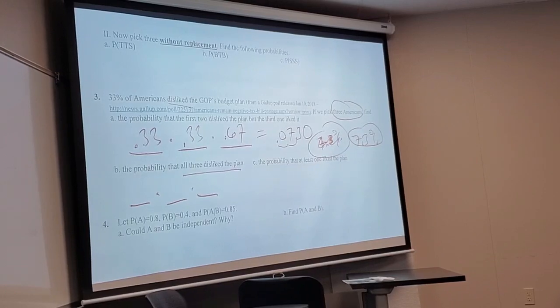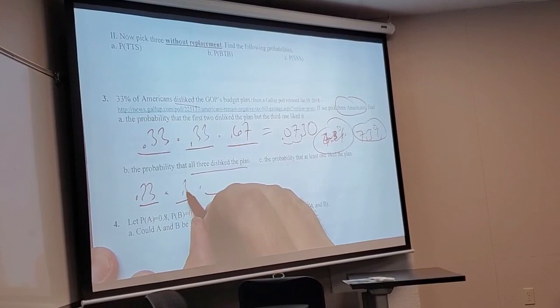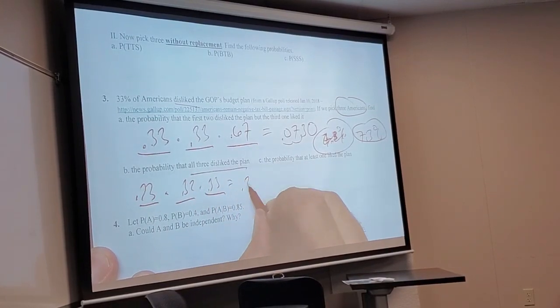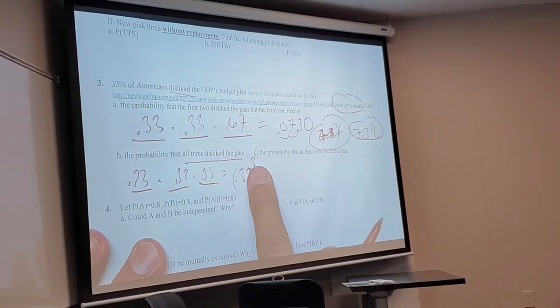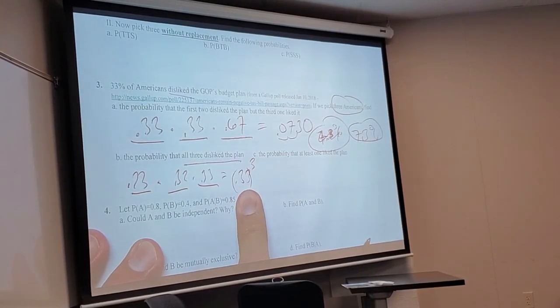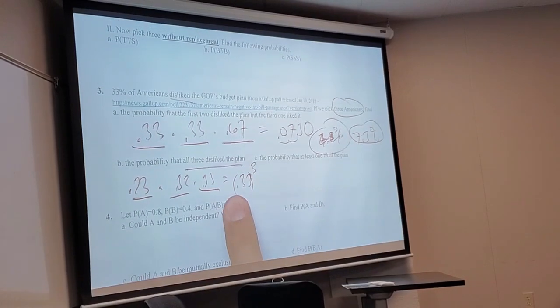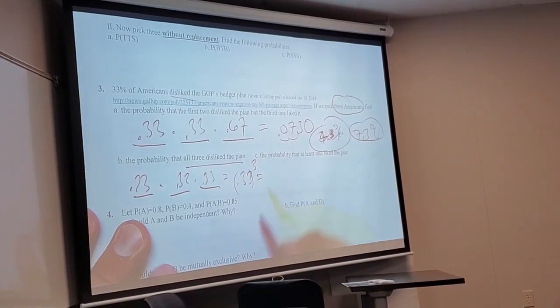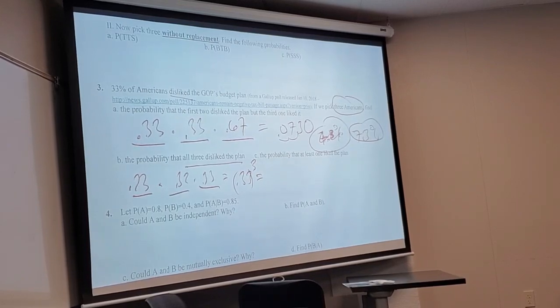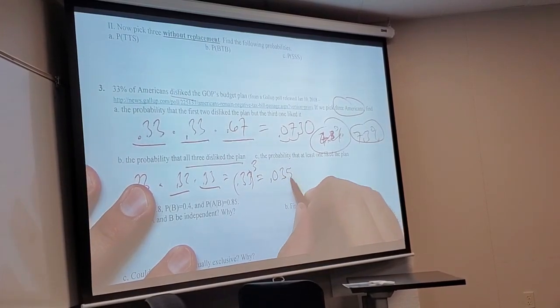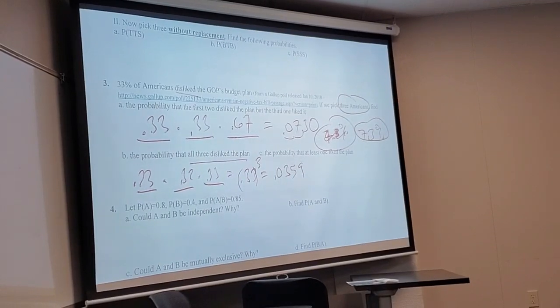So what am I going to put in each spot? 0.33, 0.33, 0.33. And of course, mathematically, this would be the same thing, right? 0.33 to the third. And do you see how that makes sense? 3 people that do this, 3 people dislike. Bam, right? And then whatever that is, that's going to be 0.0359? Yep. I feel pretty good about that.